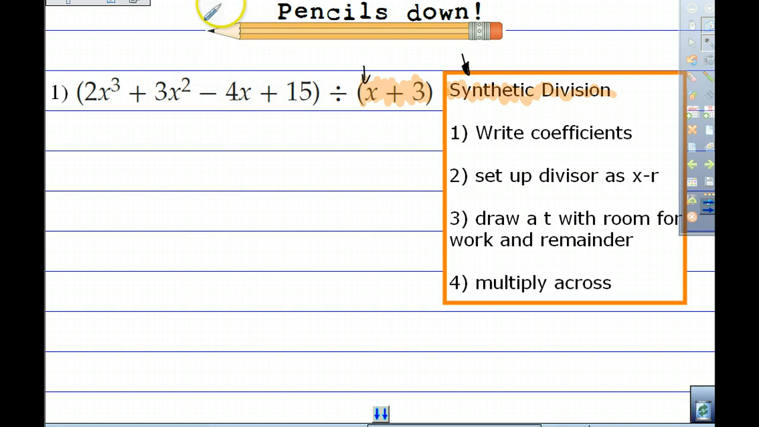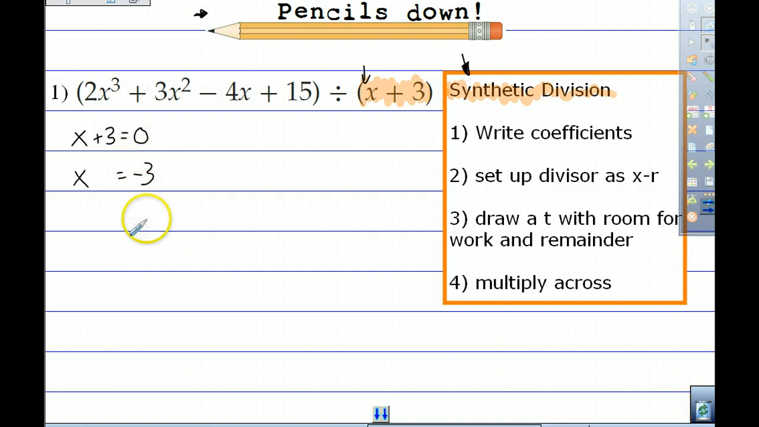Alright, so just pencils down in here. Since this is new, just kind of watch, observe what's going on, and then next slide we'll have you practice. So here's what I'm going to start off with. Take your divisor, set it equal to 0, and solve for x. So in this case, x is going to equal -3.